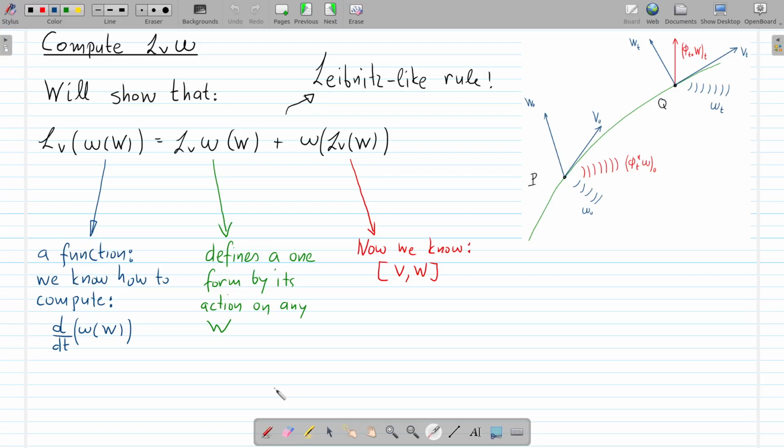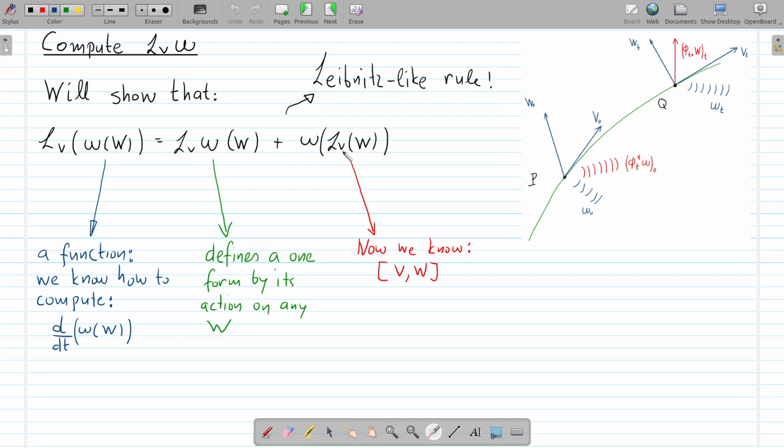So let's go on by computing the Lie derivative of a one-form field omega with respect to a vector field v. What we will show is that this Leibniz-like rule holds, where when the Lie derivative acts on the function obtained by the contraction of omega with w, this is equal to the contraction of the Lie derivative of omega with respect to v and w, and the contraction of omega with the Lie derivative of w with respect to v.